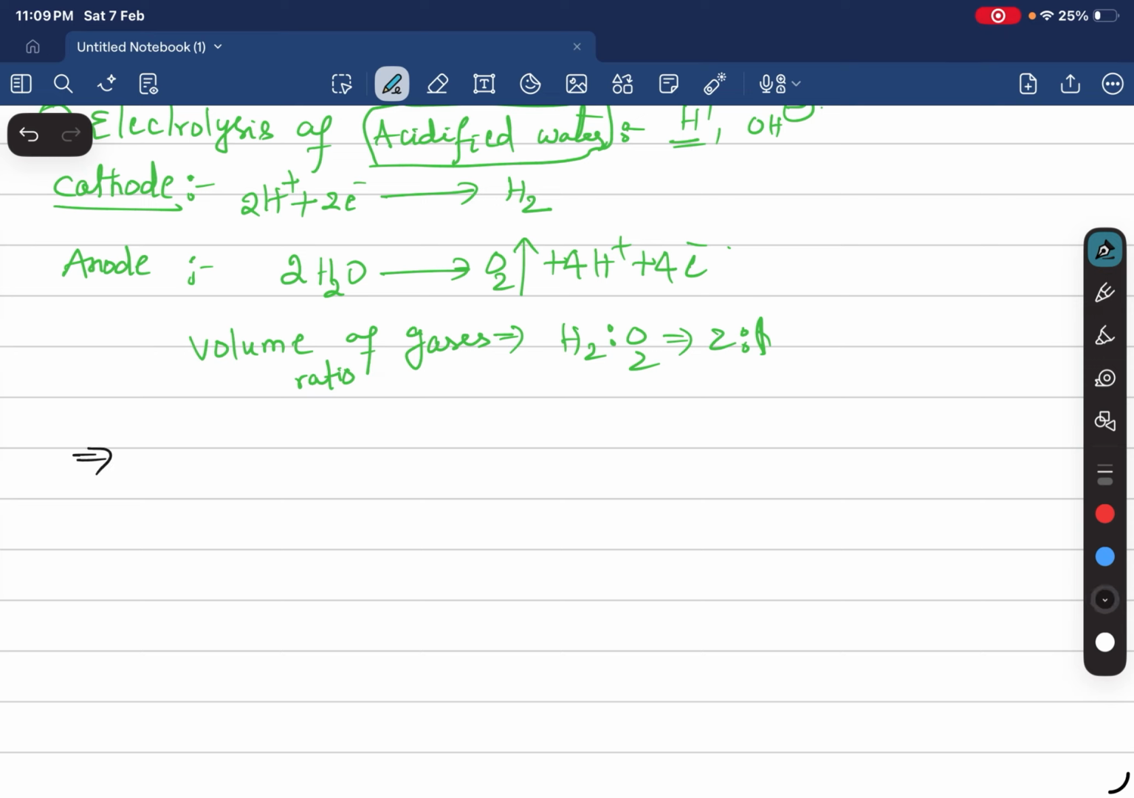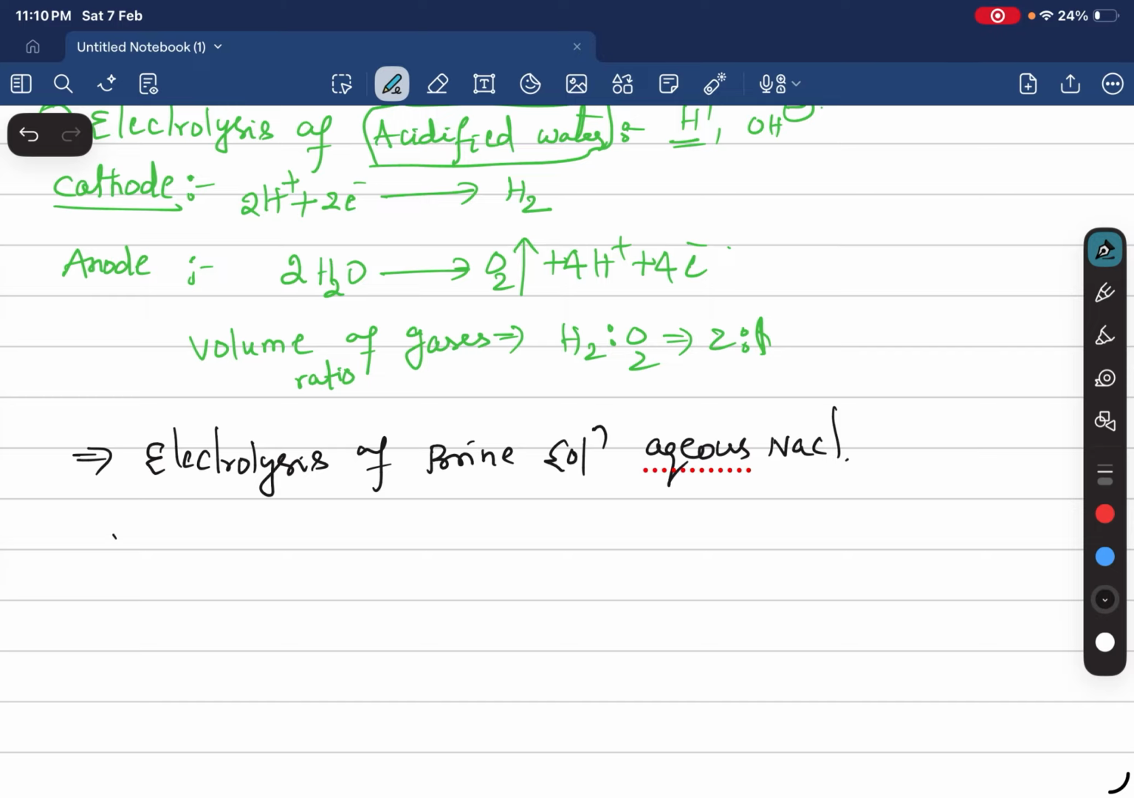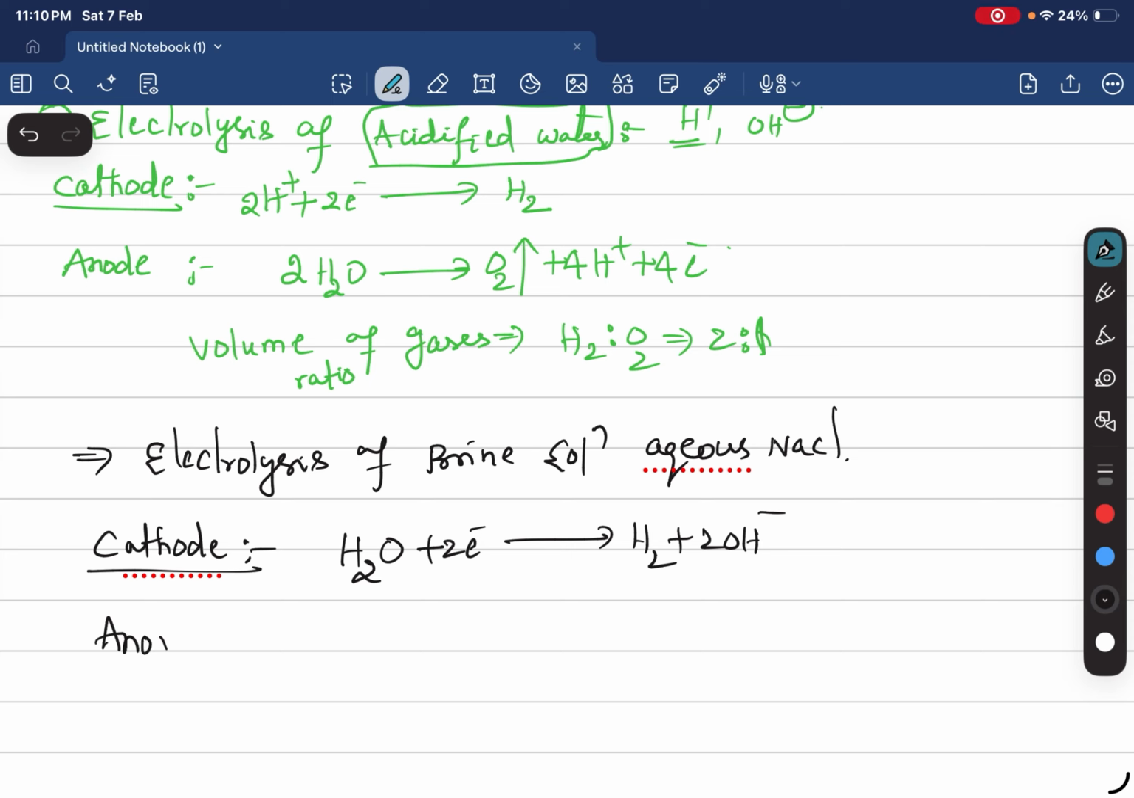Electrolysis of aqueous NaCl, which is called a brine solution. Electrolysis of brine solution. Brine solution means aqueous NaCl. So here the cathodic and anodic reactions are like this. Cathode: H2O becomes H2 + 2OH- ions, and this is the cathode, and the anodic reaction will be 2Cl- converted into Cl2 + 2 electrons.